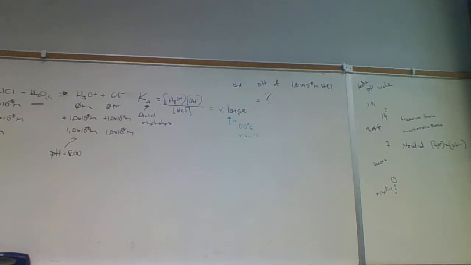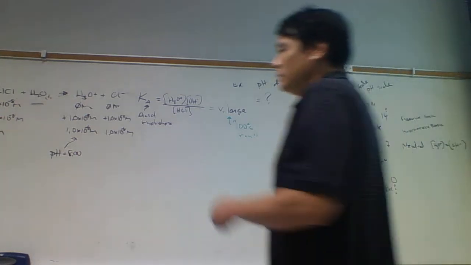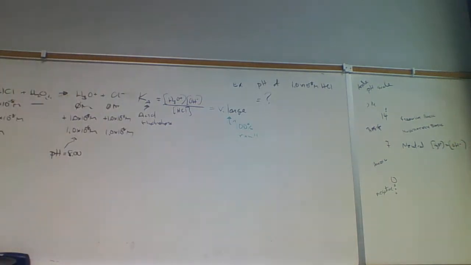This is why HF is a weak acid. The other factor is, and we don't see this with HCl, why is ion pairing an issue with HF and not with HCl? It's not because of the concentration, it's because of another factor. What's the other factor? Electronegativity. Not the electronegativity. The size. You have to tell me. This is a question that I give in Chem 1A.